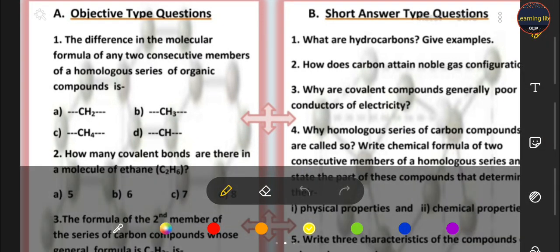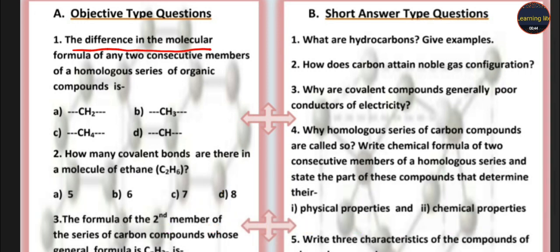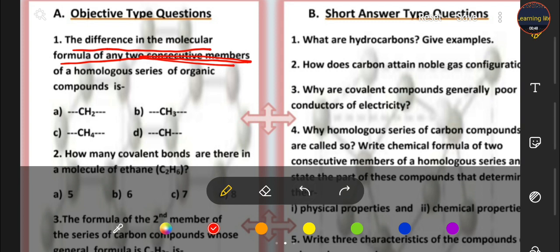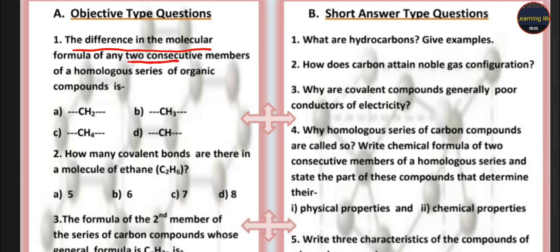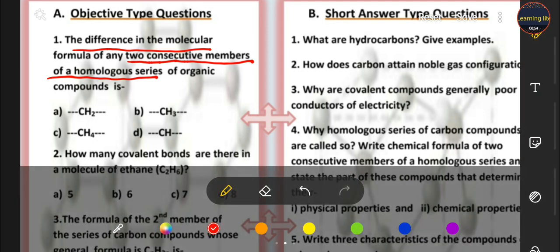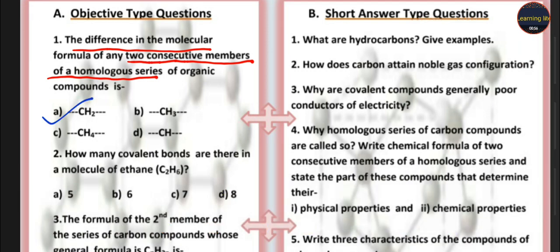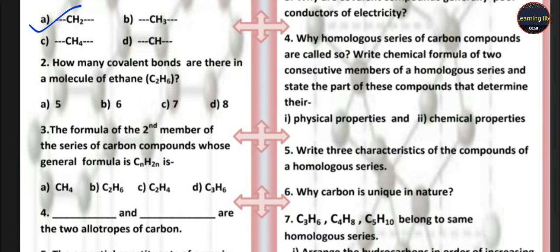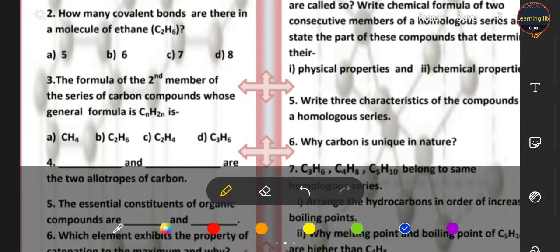First, the difference in the molecular formula of any two consecutive members. Students, what is a consecutive member? Consecutive means lagatar, of a homologous series. So what is the answer, students? CH2. Second one, how many covalent bonds are there in a molecule of ethane?